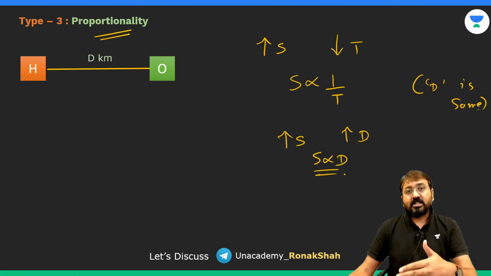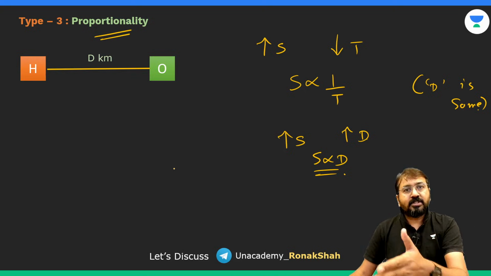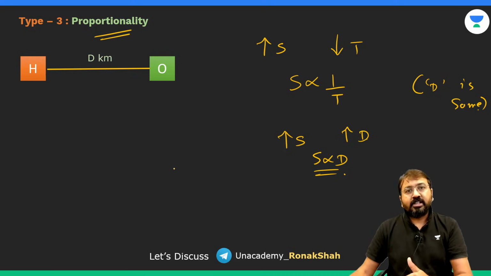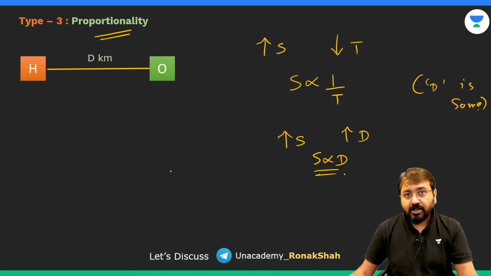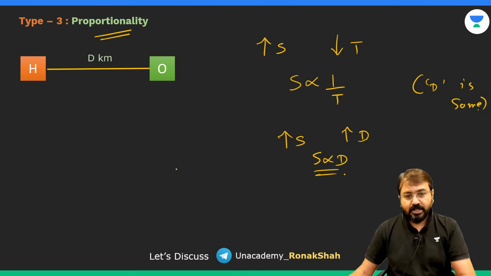For example, a person starts from his home and travels at a certain speed and reaches the office 10 minutes late. So at what speed should he travel in order to reach on time and so on and so forth. So this kind of question can straight away be solved by using the concept of proportionality. So we'll cover those questions as well.